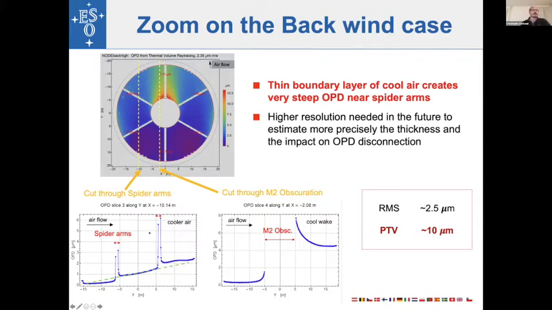Something a bit less expected was what happens near the spider arms. They accumulate less energy for this effect, but they are still very cold, and very near the spider arms we have a very steep wavefront, which can have some effect for our problem. If we take one piece of wavefront as a reference, we can clearly see that there is differential piston also happening. The typical peak to valley values you get are up to 10 microns in these wavefront maps.